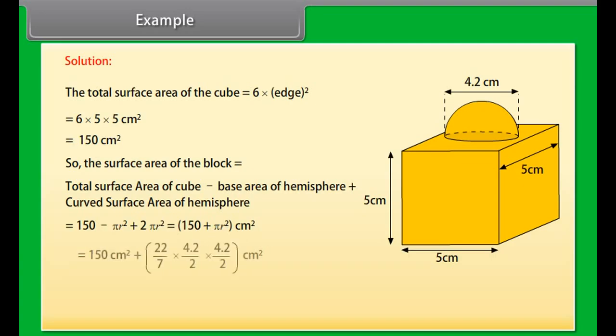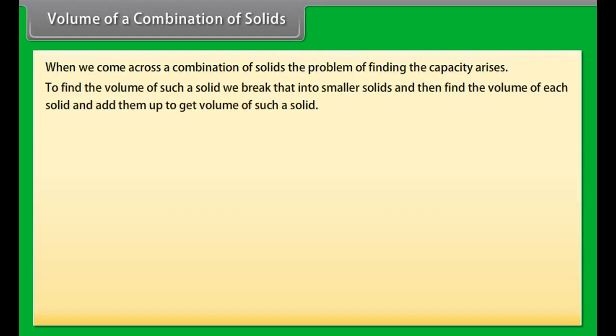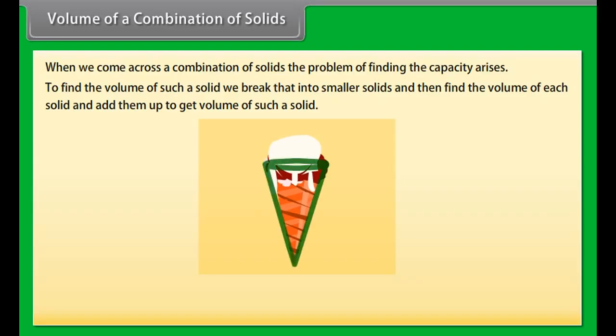We can see that the part of the cube where the hemisphere is attached is not included in the surface area. So, the surface area of the block is equal to total surface area of cube minus base area of hemisphere plus curved surface area of hemisphere. On substituting the values, we can find the surface area of the block, which is 163.86 centimeters square.